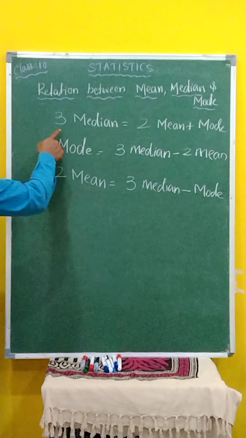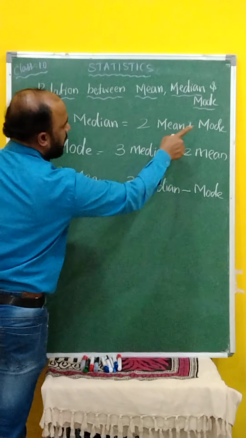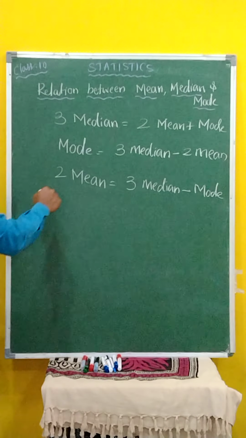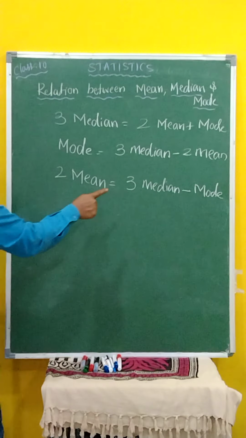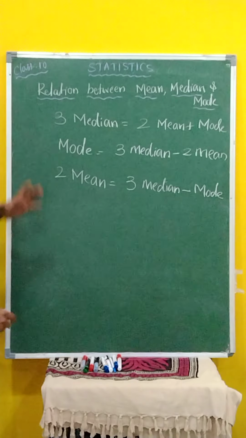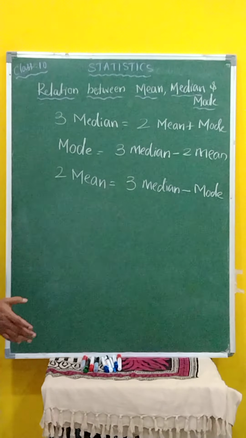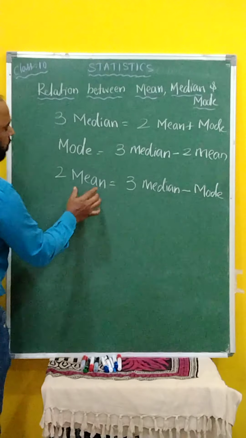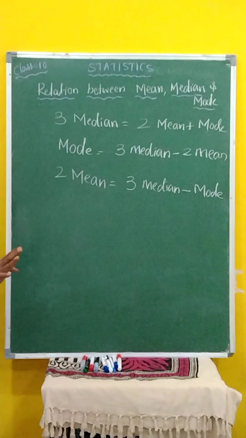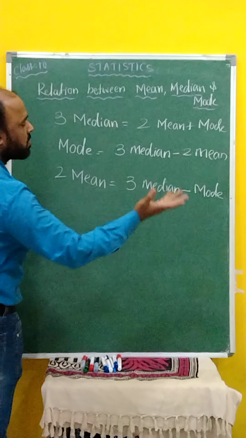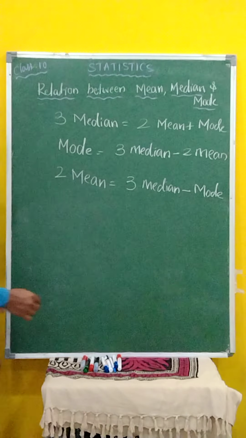First one I will repeat again. 3 median is equal to 2 mean plus mode, and mode is equal to 3 median minus 2 mean, and 2 mean is equal to 3 median minus mode. This is the relation. Using this we can find. Actually, finding the mean is very easy if you know median and mode, very simple. Clear children? Because finding median is very simple and finding mode is also very simple.